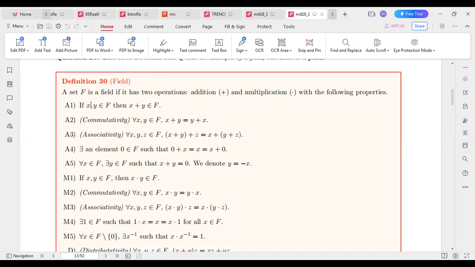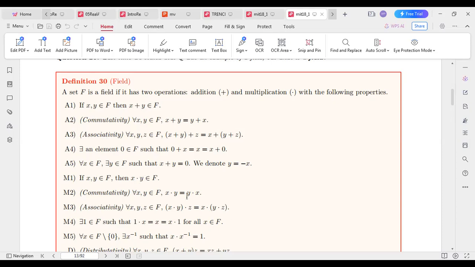First, closure law: if x, y belong to F, then x plus y also will belong to F. Then commutativity, associativity, and existence of an identity element: for all x belongs to F, there exists y belongs to F such that x plus y equals 0, with y equals minus x. So this is the inverse element. Okay, if x, y belong to F, then x into y belongs to F, the closure law for multiplication.